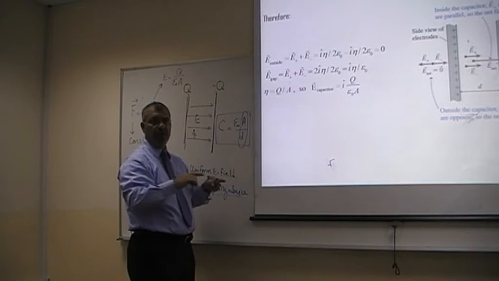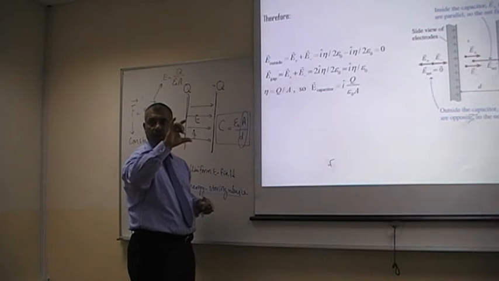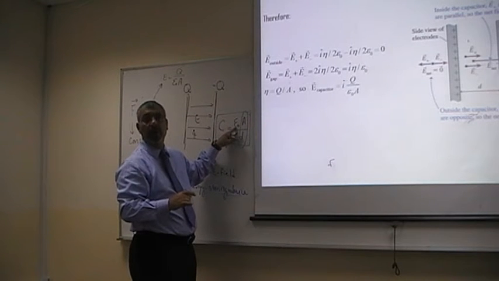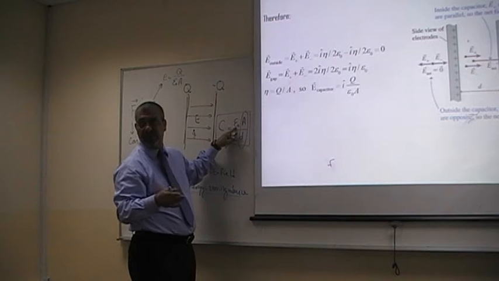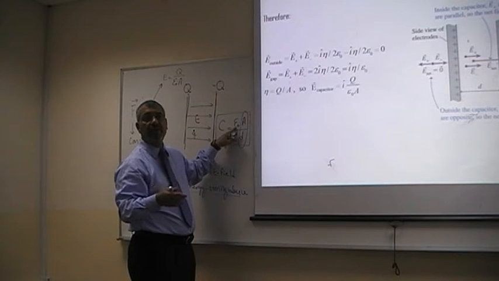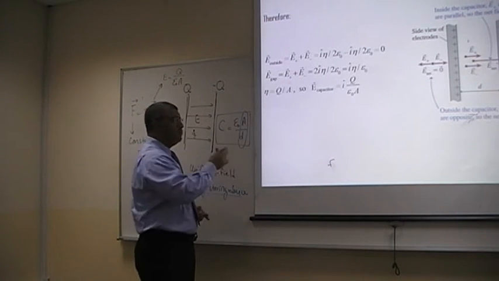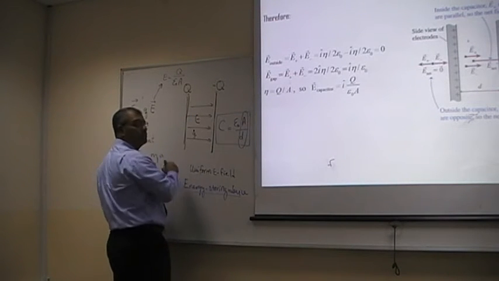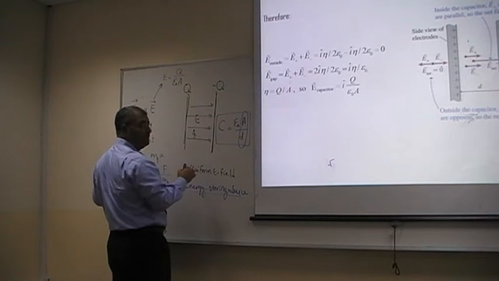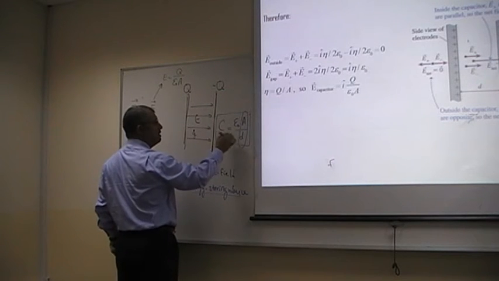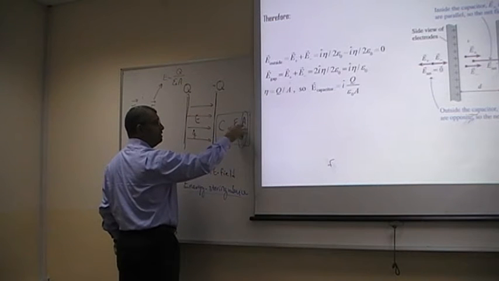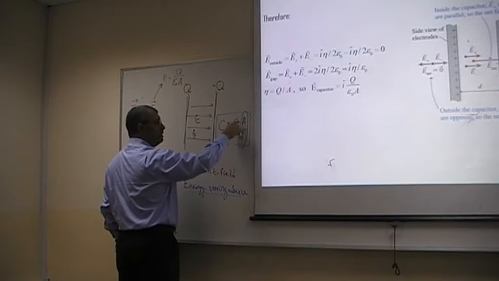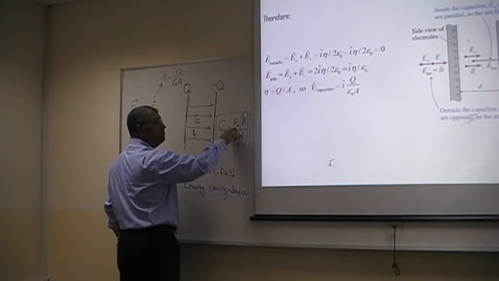A is the surface area, and D is the gap or the distance between the plates, and epsilon naught is a constant. What does it represent? It represents the permittivity. So the space in between the plates also matters for the capacitance and for the electric field. So C depends on the geometry. It's proportional to A, inversely proportional to D, and directly proportional to the permittivity of free space.